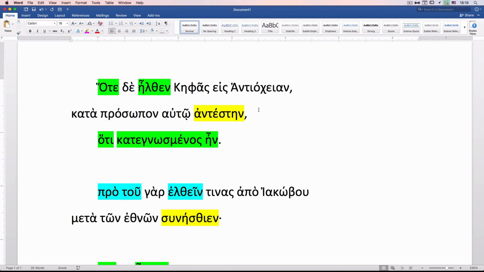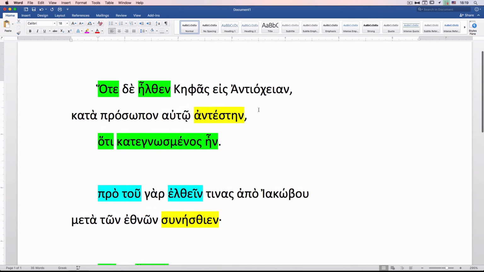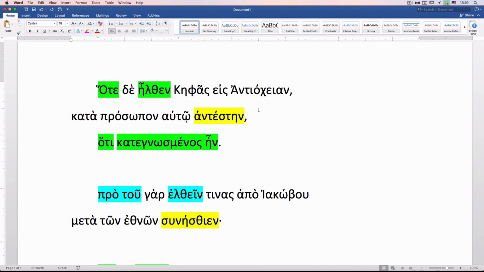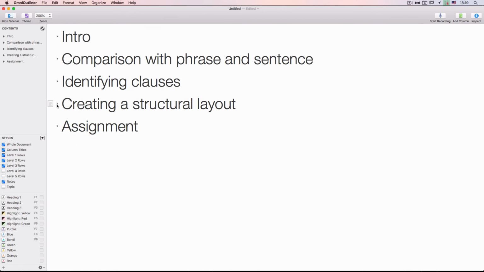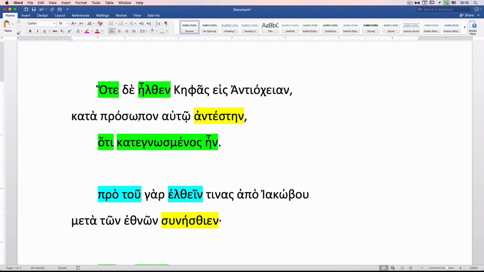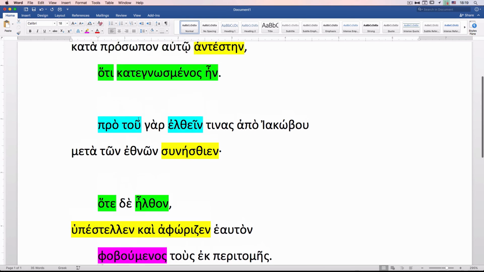We can see that the major argument that Paul's making is that he withstood Peter to his face because Peter had been eating with the Gentiles, but then he withdrew himself. And the rest of this material explains why he did that, the circumstances surrounding it. It adds commentary and understanding about that particular event. So the long and the short is that that's the way to finish the structural layout. You identify the clauses, you identify all of the particular dependent markers, the dependent verbal elements. You then organize them with indentation to show what they are related to.